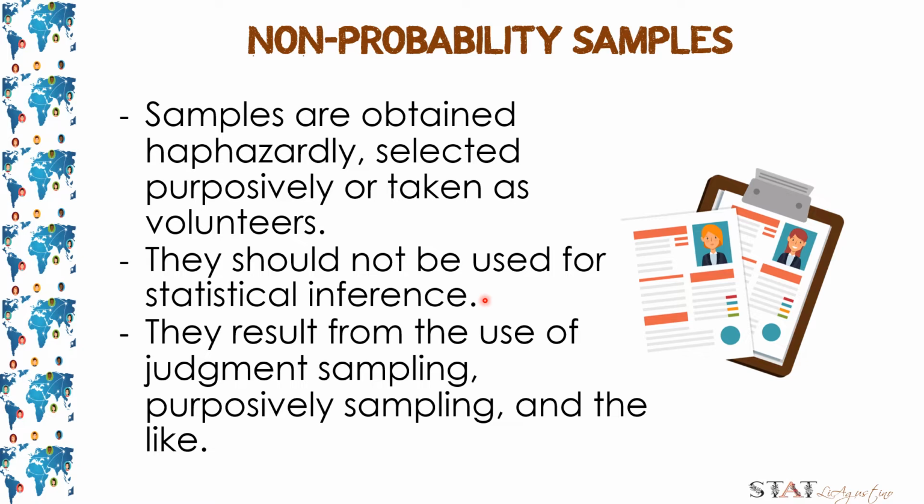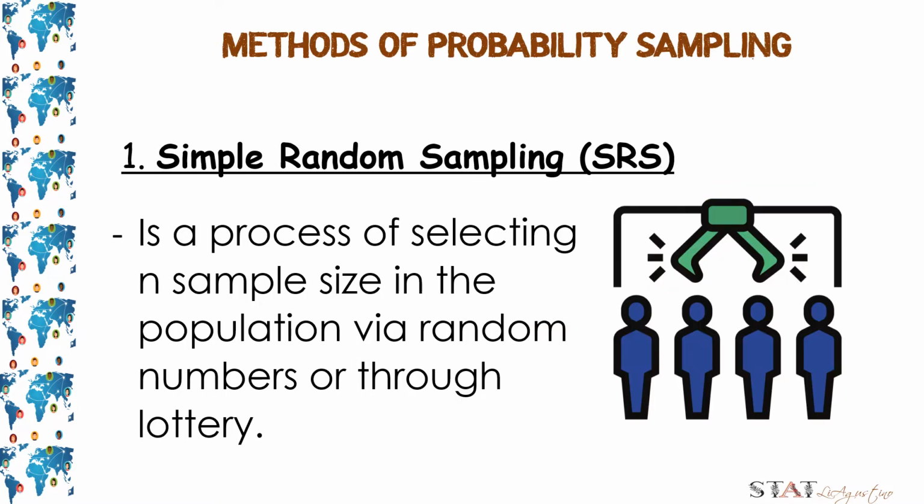So again, non-probability samples should not be used for statistical inference or for making generalizations about your populations. You will only be talking about your samples and not the population. They result from the use of judgment sampling, purposive sampling, and the like. We will talk about the different non-probability sampling methods later. Now, let's talk about the methods of probability sampling.